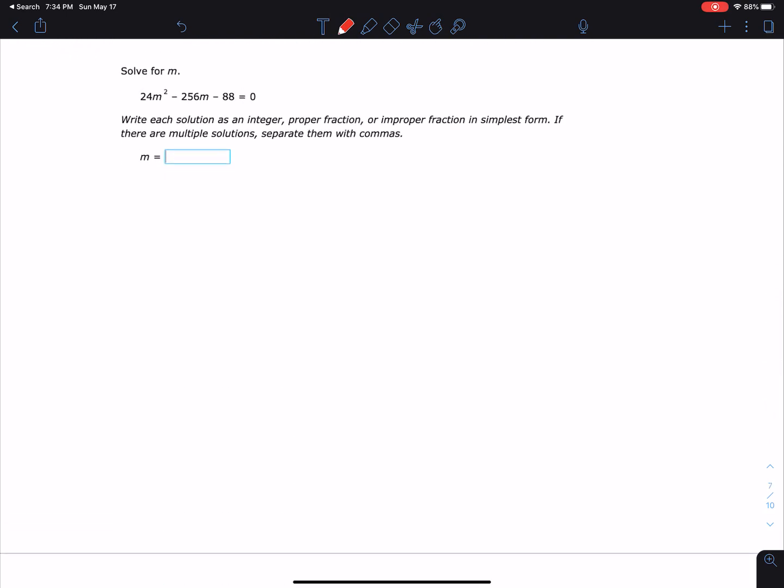Okay, so here we have a trinomial. My leading coefficient is not 1. So sad face, because this is going to require work. Okay, so you know what?